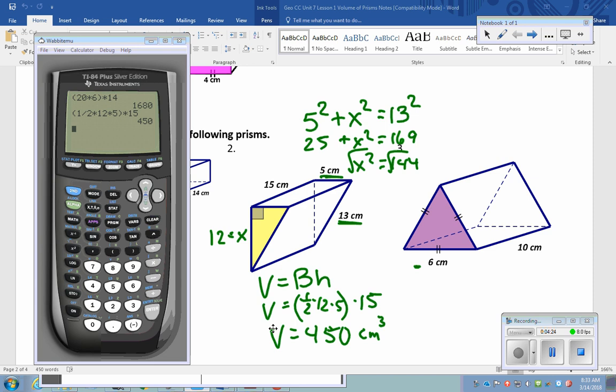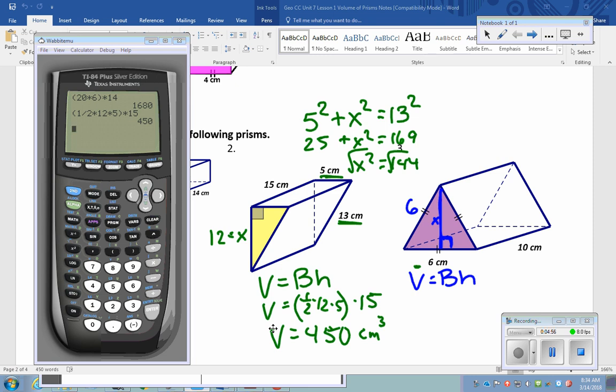Now for the third question, we don't have a height for the triangle, but we are going to use the same formula that we just did. So I'm going to draw in a line that's going to represent that height. And I know because of the markings that each of these sides in the triangle is going to be 6. So what I'm going to do first is I'm going to use Pythagorean theorem again to figure out that height, which is x.